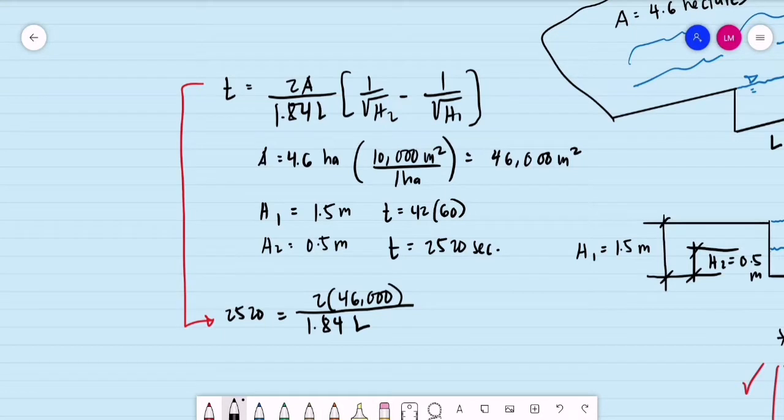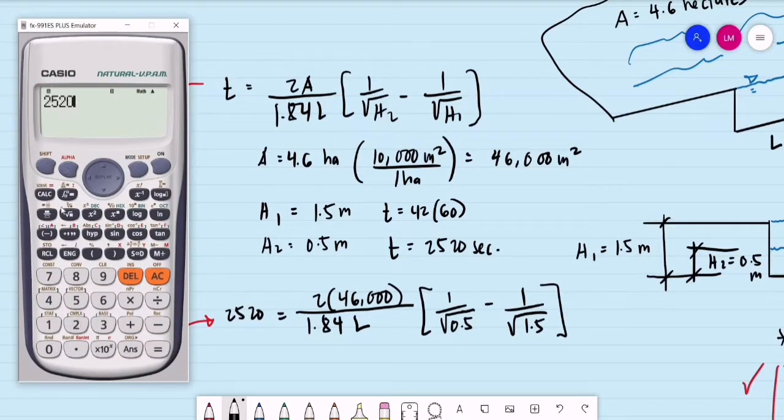And then this is to be multiplied by 1 over the square root of the final head. Final head natin is 0.5. Ay minus 1 over the square root of the initial head. Initial head naman ay 1.5 meters. Okay, so mag-shift solve na lang tayo dito. Okay, 2,520 is equal to, this is twice of 46,000, divided by 1.84. Alpha x na lang yung unknown. Okay, then this is multiplied by 1 over the square root of 0.5 minus 1 over the square root of 1.5 meters.